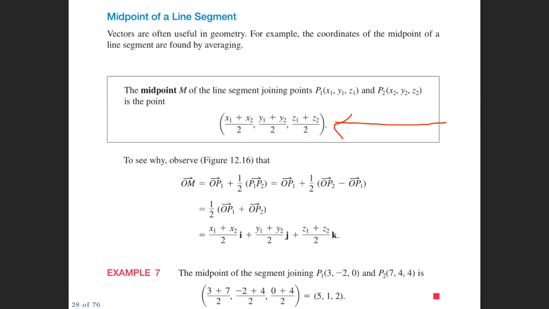Go down to the bottom. The midpoint of the line segment joining P1 and P2, (3, -2, 0) and (7, 4, 4). Put the numbers in, and the middle of this line segment is (5, 1, 2).